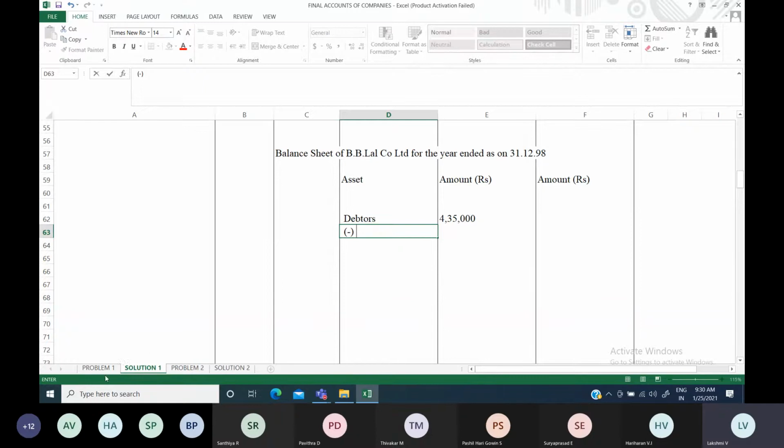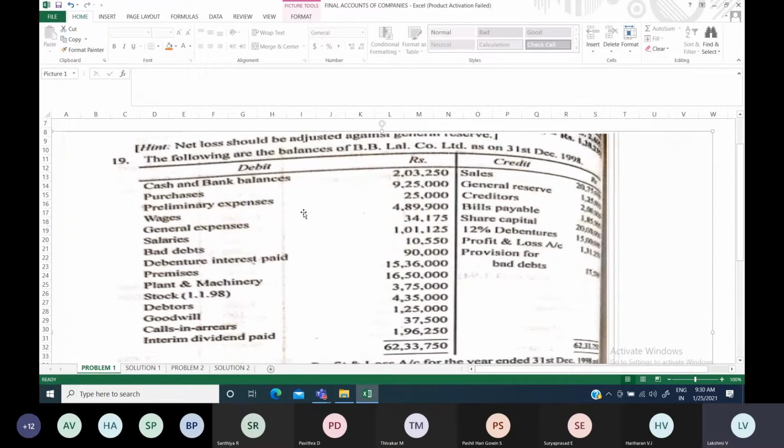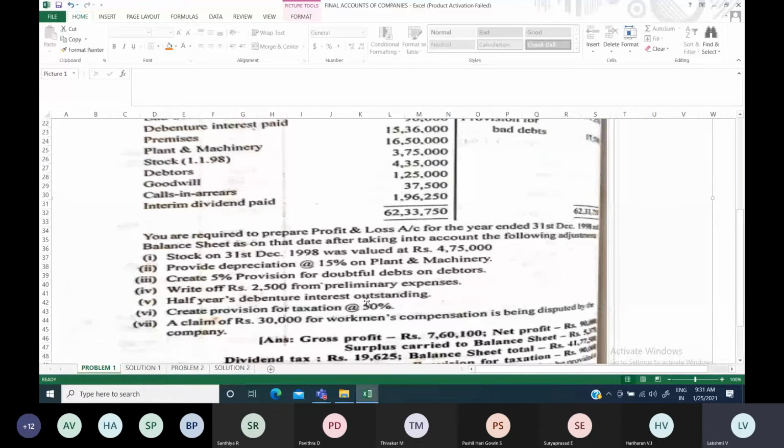Next, whatever adjustment is given to you, all those things will appear in the balance sheet. What are the items given in the trial balance? That will appear only in the profit and loss account. That you have to remember. Bad debts and provision for bad debts given in the trial balance will be coming only in the profit and loss account. Bad debts and provision for doubtful debts given in the adjustments will come in the balance sheet as well as in the profit and loss account. So that I have told you earlier.